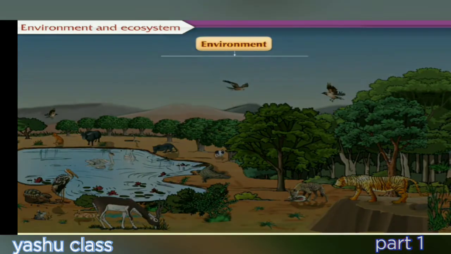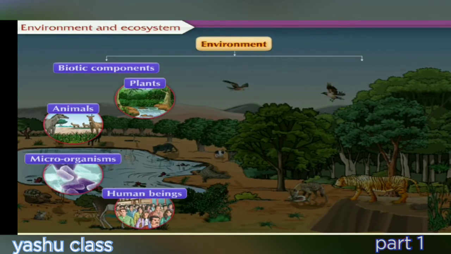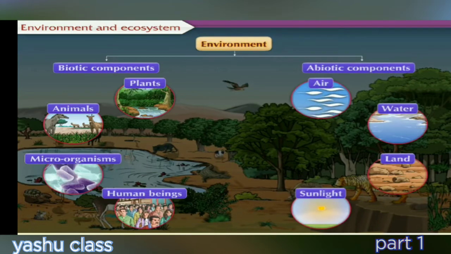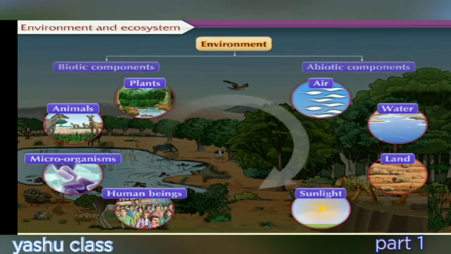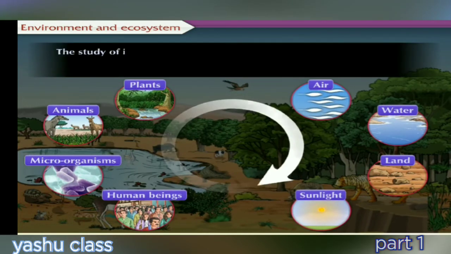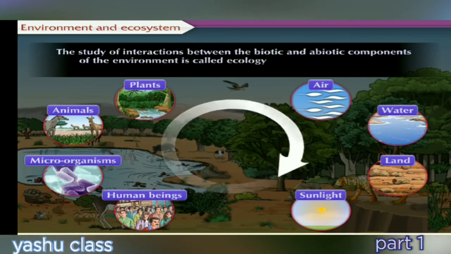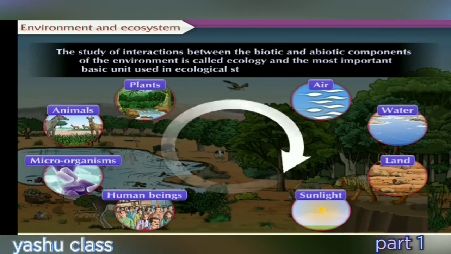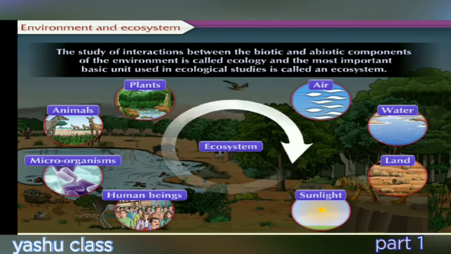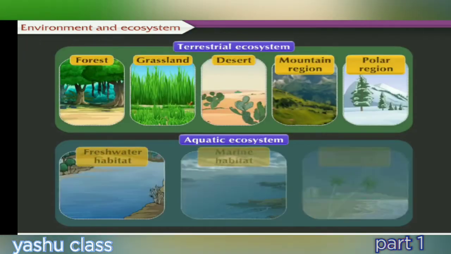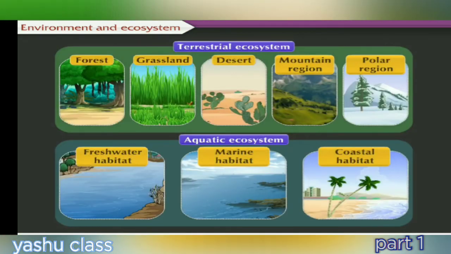Environment is made up of two main components: biotic components and abiotic components. The study of interactions between the biotic and abiotic components of the environment is called ecology. And the most important basic unit used in ecological studies is called an ecosystem. Environment comprises different types of ecosystems.